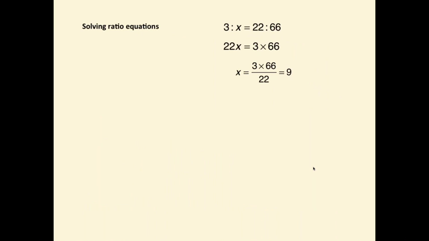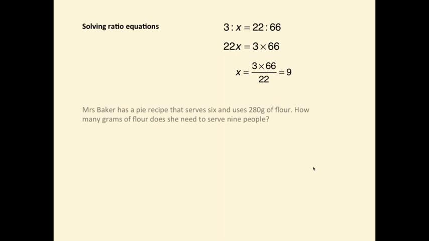So suppose we've got 3 is to x as 22 is to 66. If you are numerate, it's possible to solve this ratio equation at sight, just by noticing that 66 is 3 times 22. And so the answer must be 9. But if you're not that numerate, you can follow the formula and say the product of the middle two numbers, 22 times x, is equal to the product of the outer two numbers, 3 times 66, and solve it to give 9. And this rule can be applied to all ratio equations and problems.